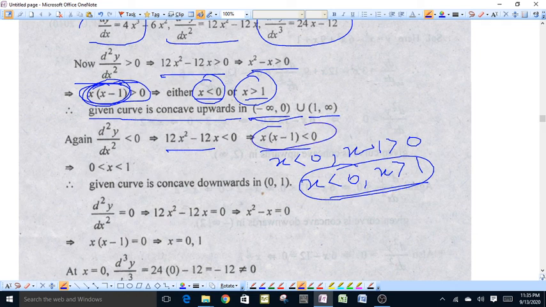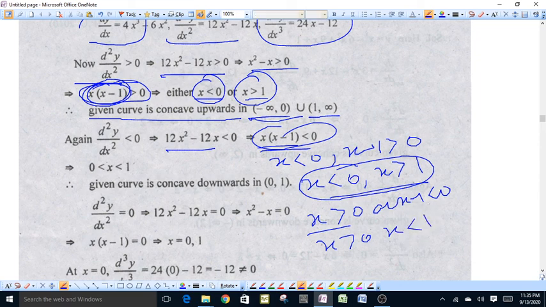Second option is that either x is positive and x minus 1 is less than 0. Because product is negative, product will be negative if first term is positive and second is negative. That implies x is positive, x less than 1. This is possible, that is x lies between 0 and 1. The given curve will be concave downward in the interval 0 to 1.